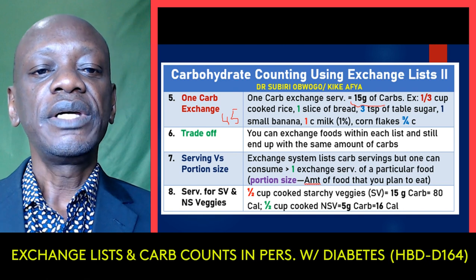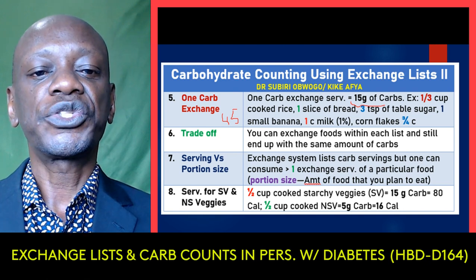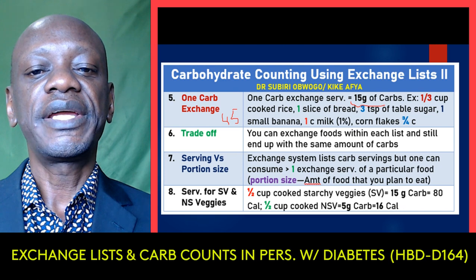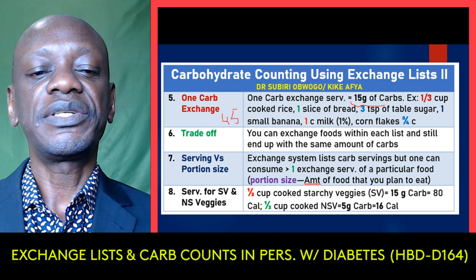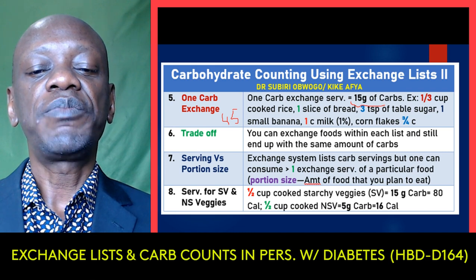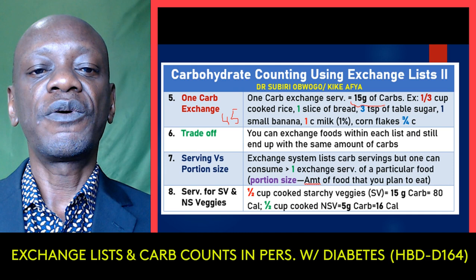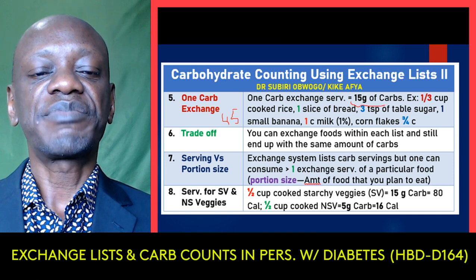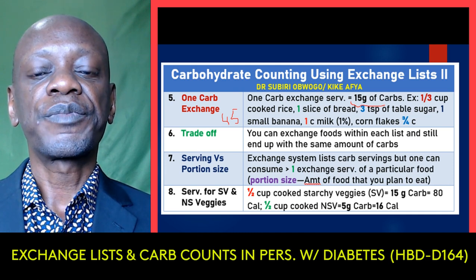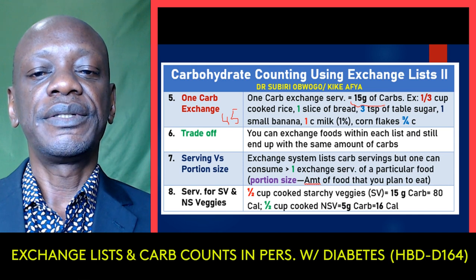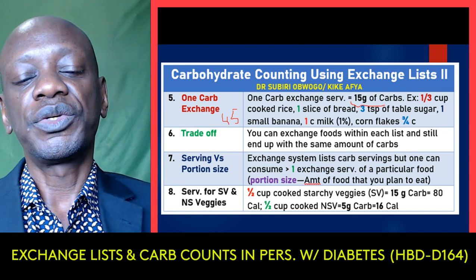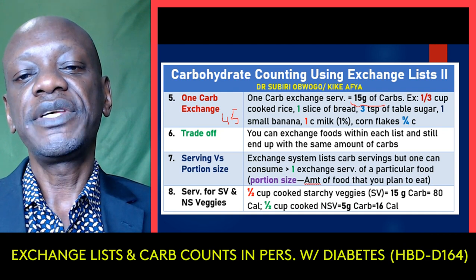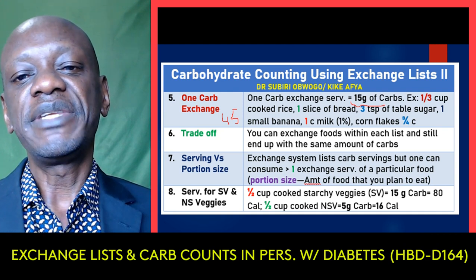There's a good distinction between a serving and a portion. The exchange system lists carbohydrate servings, but one can consume more than 1 exchange serving of a particular food. So the amount of food that you plan to eat is called a portion. For example, I can decide to consume 3 slices of bread, or I can decide to consume 3 cups of rice. Okay, so that's what you call a portion. But remember, if you consume more of something, you must eliminate something else so that you don't go beyond your limit of carbohydrates.